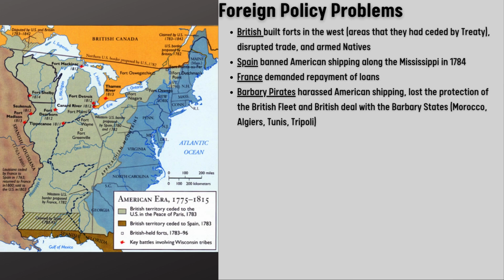Foreign policy problems. Looking at the weaknesses of this early government. Firstly, the British maintained forts in the West, despite having ceded these areas by treaty. This not only violated agreements, but also created tensions by disrupting trade and arming native groups. Next, America faced restrictions from Spain, which banned American shipping along the crucial Mississippi River in 1784. This affected trade routes and demonstrated our vulnerability.